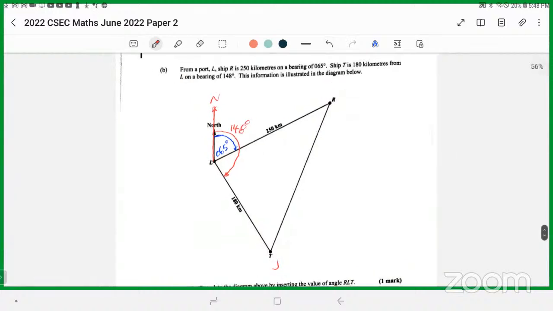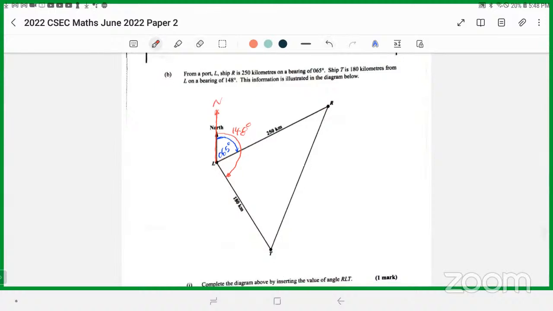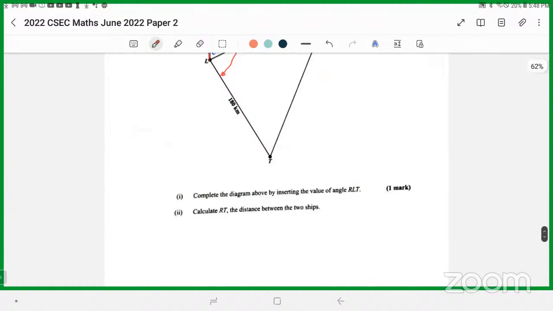All right, cool. It says this information is illustrated on the diagram below, except the angles. They give the distances and the points, but they didn't give us the angles. So we put the angles on the diagram. It says, complete the diagram by inserting the value of angle RLT.